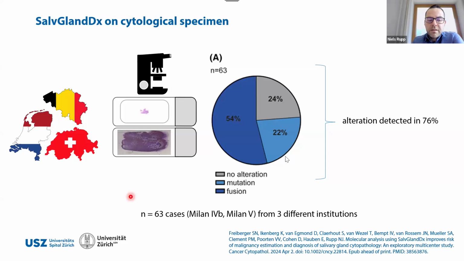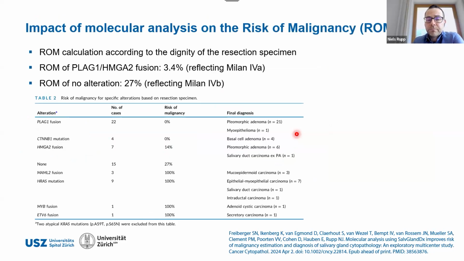They were from Milan categories 4B and 5. And we did the SalivaryGlandDx panel on these cases. And almost 76% of the cases showed an alteration. So there was a high yield of alteration detection in these cases. So we had 24% where we did not detect anything, but most of the cases harbored a gene fusion, and a significant proportion also a gene mutation.